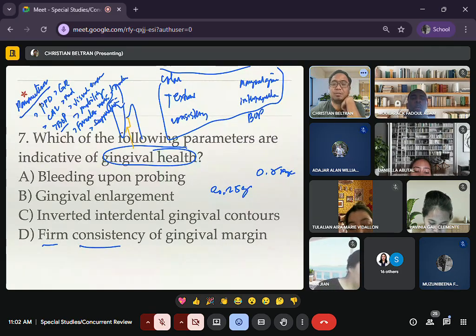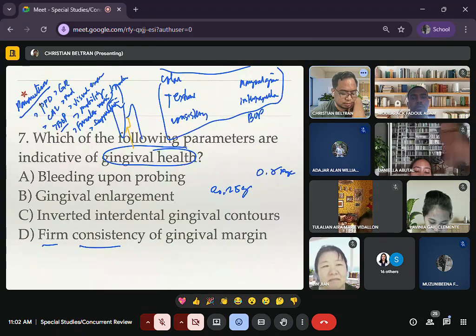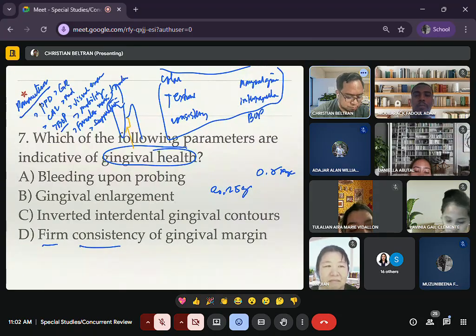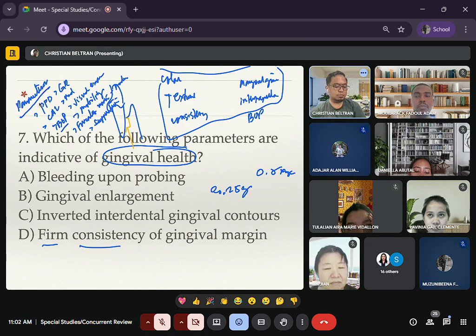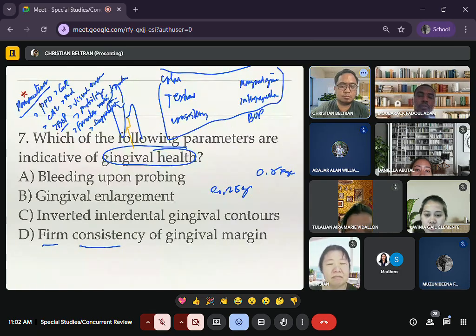These are your clinical parameters that you need to assess when classifying the gingival health of your patient. Okay. How would you be able to differentiate grade 2 from grade 3 mobility? Grade 3 mobility would have vertical displacement. You can depress the tooth into its socket. Okay. Number 8.